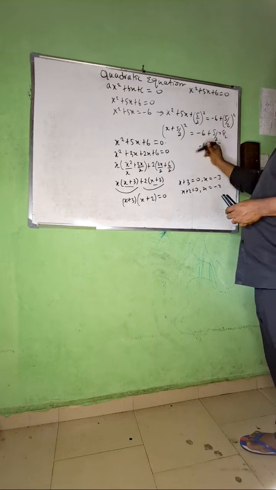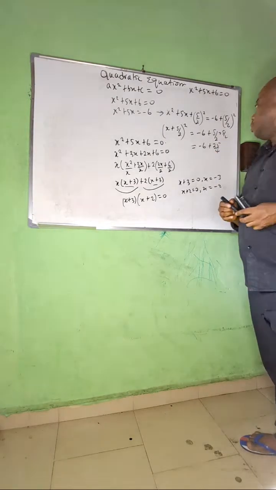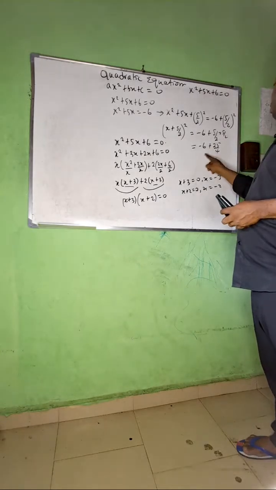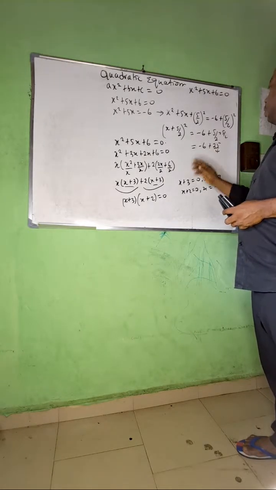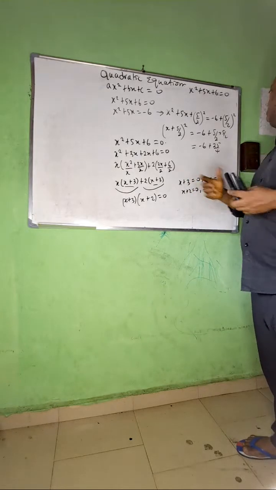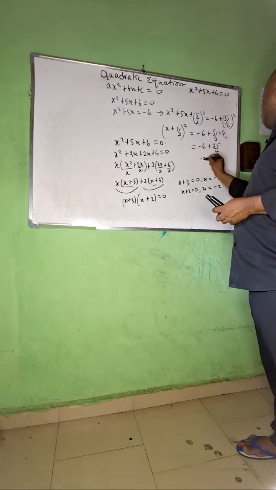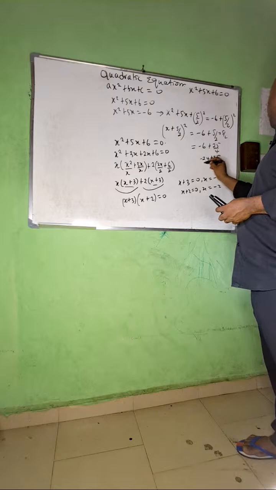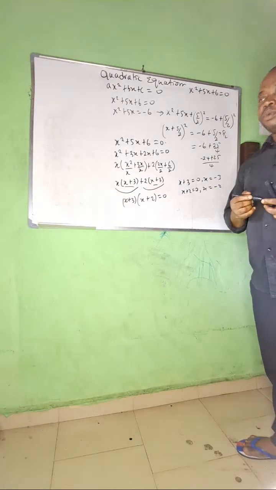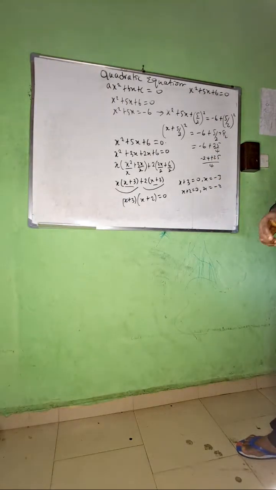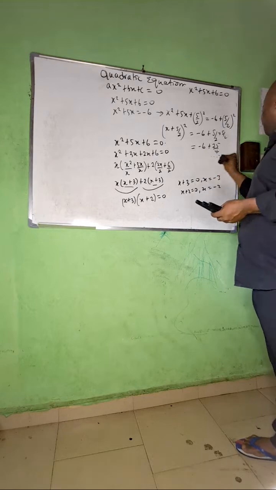I don't know whether you're familiar with what we call equivalent fractions. It's making two fractions have the same denominator. But of course, we can just say this is minus 24 plus 25 over 4, for those who are familiar with math. If you're not familiar with mathematics, you can just do this.